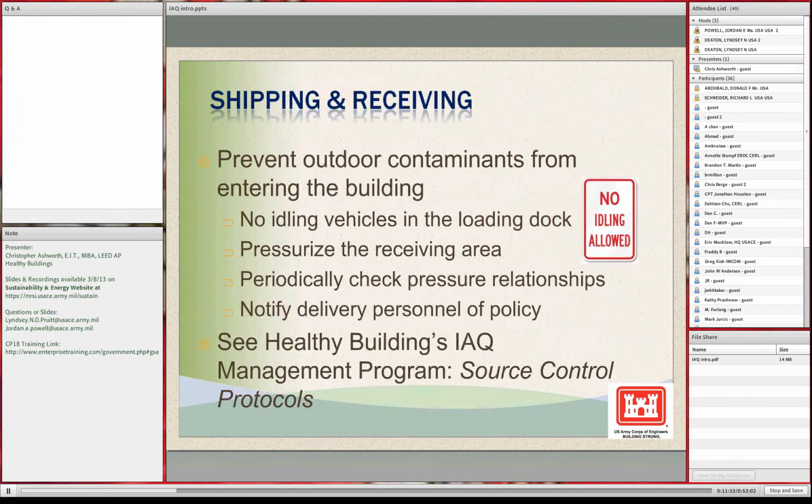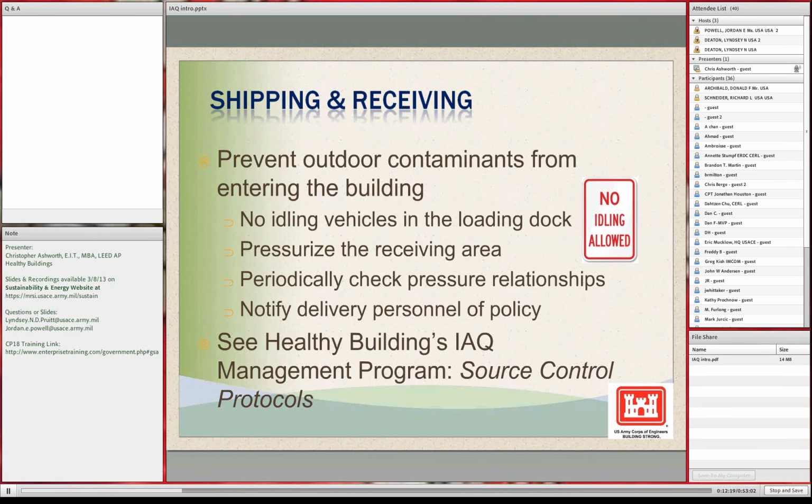Shipping and receiving, like I mentioned before, is a very common issue regarding the indoor air quality of a building when you have idling trucks, UPS trucks. People are just dropping into the receiving areas and just letting their car or truck idle. Depending where the outdoor air intakes are, the pressurization of the building, etc., you can cause a lot of issues.